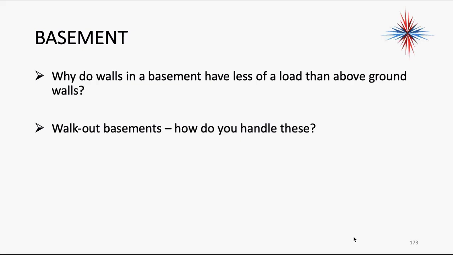Walkout basements. Does anybody not know what I mean by a walkout basement? Okay, walkout basements are sort of built into the side of a hill. The basement has sliding doors or whatever that go out to a patio. Three sides of that basement are in the ground. One side is regular construction, 2x4, whatever your construction is. How do you handle it? You handle three of the basement walls as a basement, and then you handle the one wall separately. There are two different construction types.